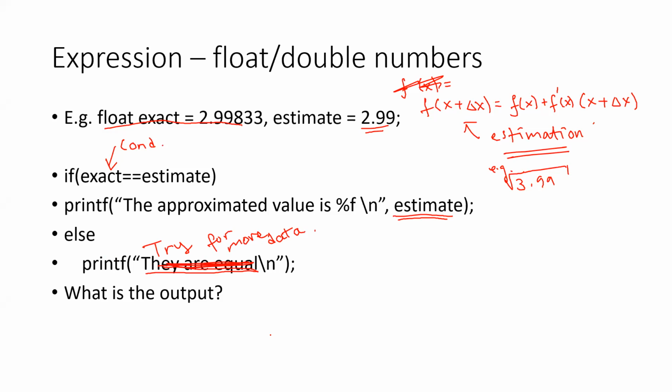So you want to find this. What's the output? If my exact value is a float, and this is your estimate, both are floats, but this one has more significant figures compared to this one. So my question is, is it going to be the same?